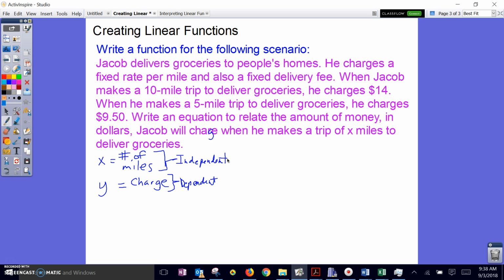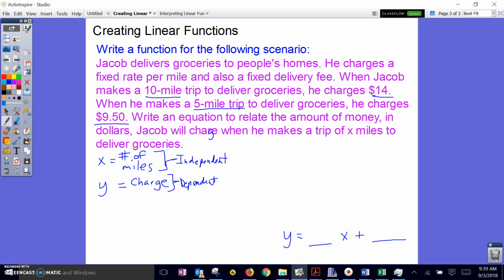So when we write our function, it's going to be y equals something times x plus something. Now we need to figure out what those somethings are. We need to figure out how much does the dependent variable, how much does his charge change when the independent variable changes by 1. Well, we don't have an easy way to figure that out from the words that are given to us, but we are told that a 5-mile trip costs $9.50 and a 10-mile trip costs $14.